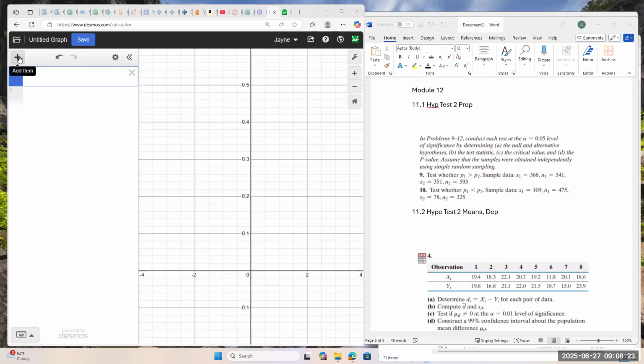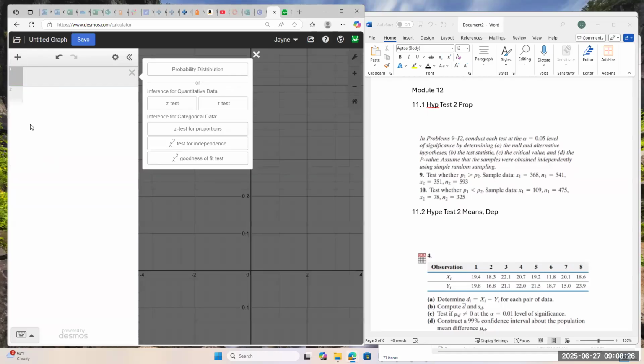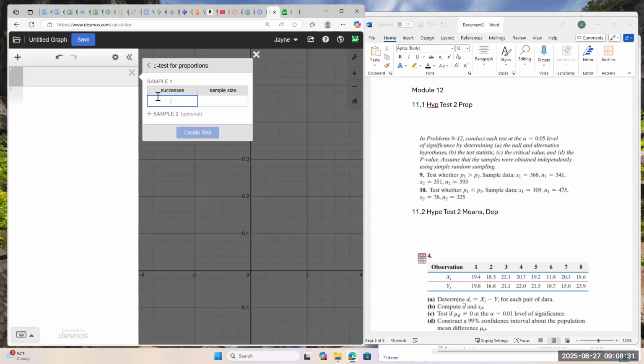So I'm going to come over here to my plus sign and select inference. And then I am doing a z-test for proportions. Notice that here is where I enter sample one successes and sample size. Sample one successes is 109 and sample size is 475. To enter that data for sample two, I just hit the plus sign here, and now it gives me the entry boxes. For sample two, we have 78 successes and a sample size of 325. So we've entered our statistics.